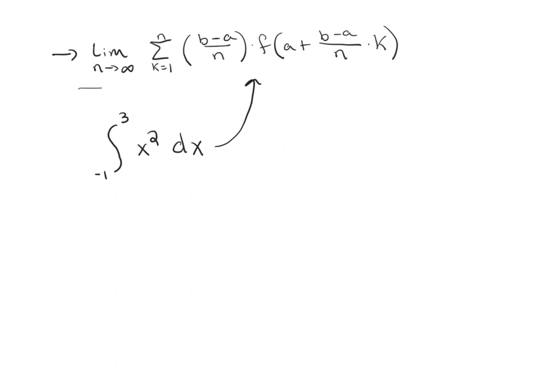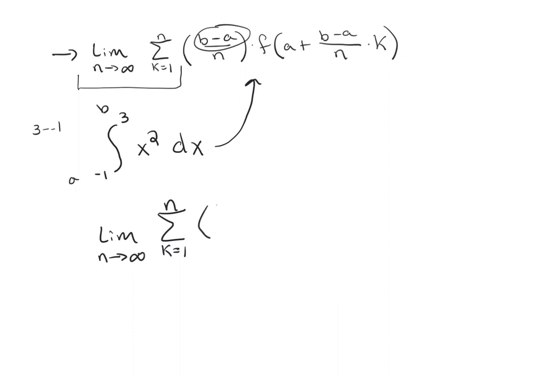So the first part is going to be just this. The limit as n approaches infinity. The summation as k is 1 to n. Okay, so the b minus a, that comes from here to here, so our interval. And if we're going to do b minus a, 3 minus -1, that is 4. So this part here is just going to be 4 over n.